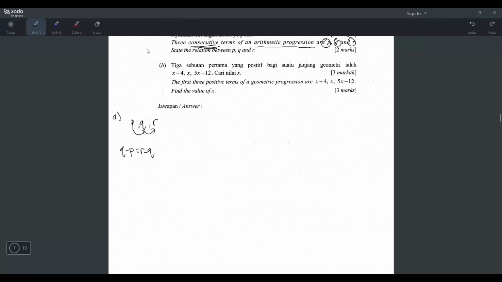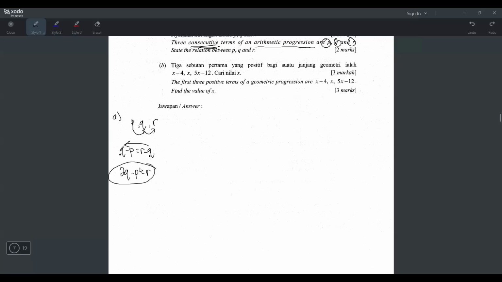Okay. The question never says P in terms of Q and R or Q in terms of P and R. They never request to make P the subject or Q the subject or R the subject. So I think you can just arrange however you want. But I did notice that we can do it this way. So let's do it. The minus Q I'll move here, becomes plus Q, so it becomes 2Q minus P equals R.